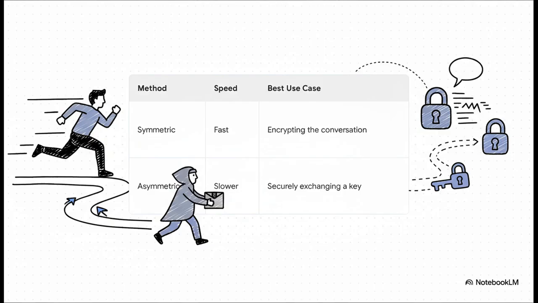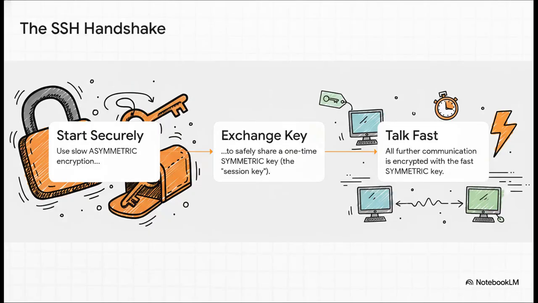Yeah, this really breaks it down nicely. Think of symmetric as the sprinter. It's incredibly fast, perfect for the actual conversation. Asymmetric, on the other hand, is like a super secure armored truck. It's a little slower, but its one and only job is to deliver that secret key safely, and it does that flawlessly. And this is the aha moment.